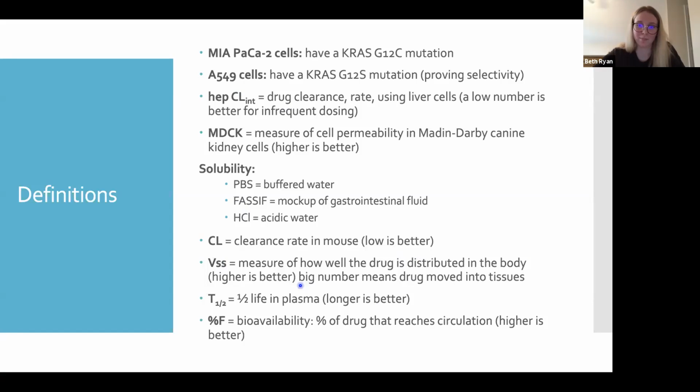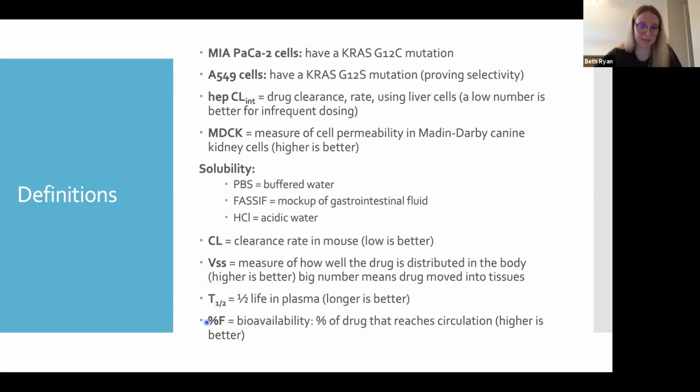So a higher number is better. And I wrote out here that that big number means the drug has moved into the tissue, which is what you want. It has moved from the bloodstream into the tissues and is able to target those cells that may have been infected with tumors. T1/2 we've seen in quant, it's just the half-life of the drug in plasma. Obviously longer is better because if it has a shorter half-life, that means you have to dose more frequently and it's not going to survive as long in your bloodstream and make it to maybe the infected parts of your body it needs to target.